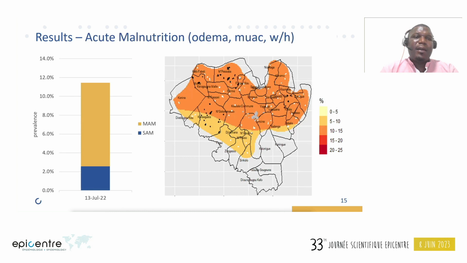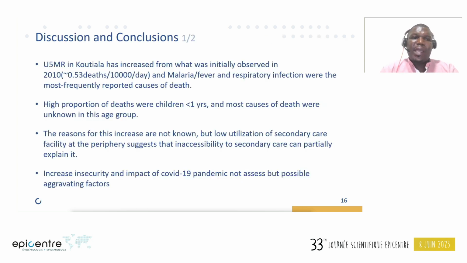When it comes to the situation of acute malnutrition, the prevalence of acute malnutrition in the district was approximately 11.6%, and this was more or less equally distributed throughout the district. Based on this result, we can see that the under 5 mortality rate in Koutiala has increased to what was observed in 2010. The main causes of death that we have registered are malaria and respiratory infection.